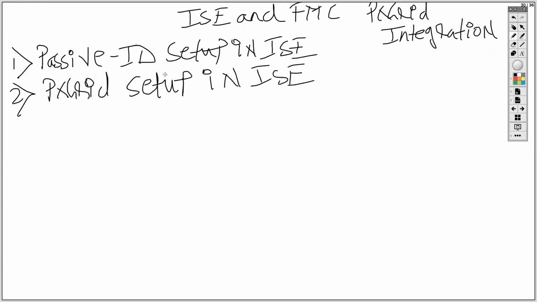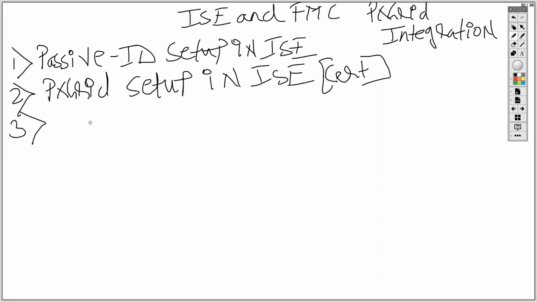Okay, it's only setup. When we say setup, it means certificate, because ISE and FMC will be authenticating each other via certificate. So you need to get a proper certificate from your CA server which both ISE and FMC will trust. All right. So the certificate is going to be installed in ISE.